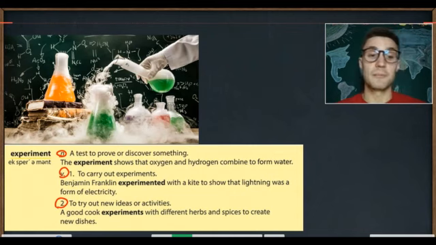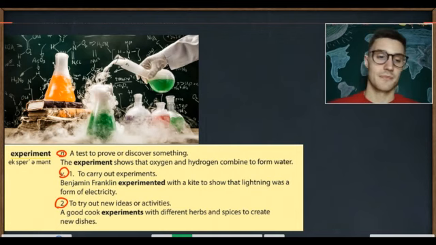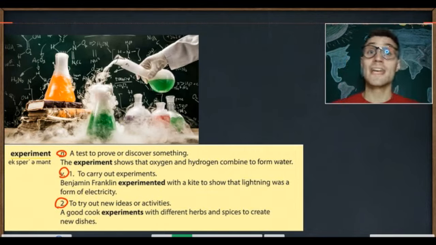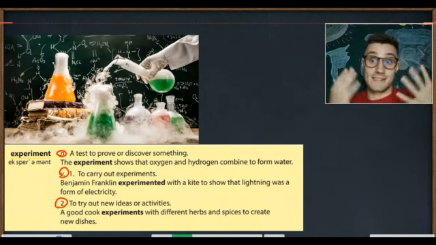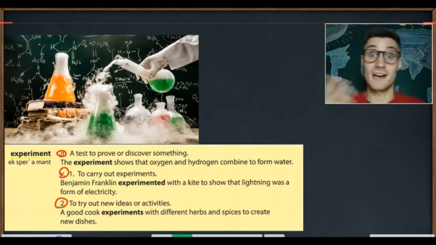The second verb meaning, to experiment, is to try out new ideas or activities. A good cook experiments with different herbs and spices to create new dishes. Is there something that you experiment with to try new ideas? Maybe you experiment with what you wear. You wear interesting new hats and glasses. You experiment with that. You can experiment with exercise. You try new, different, interesting kinds of exercises. Name something which you experiment with. I experiment with. Great.